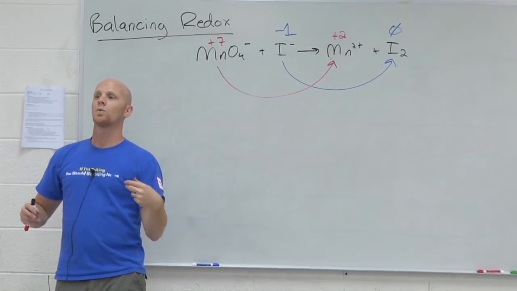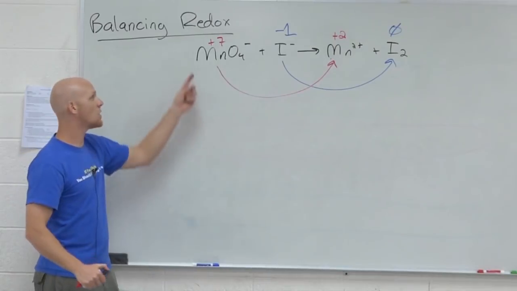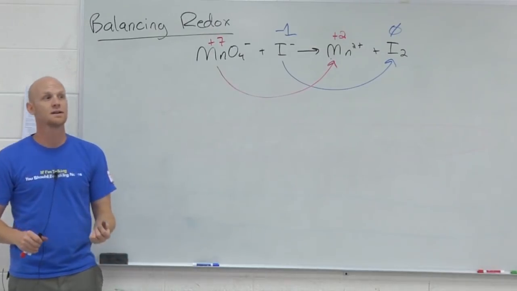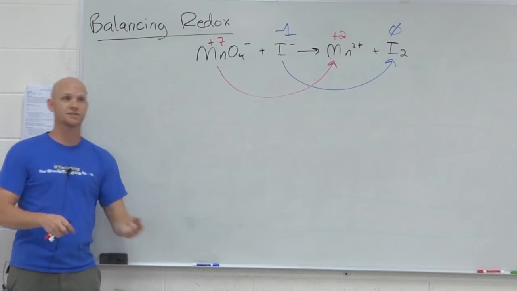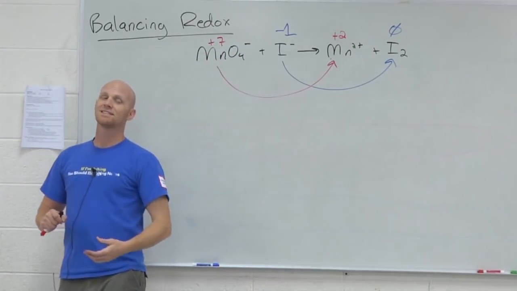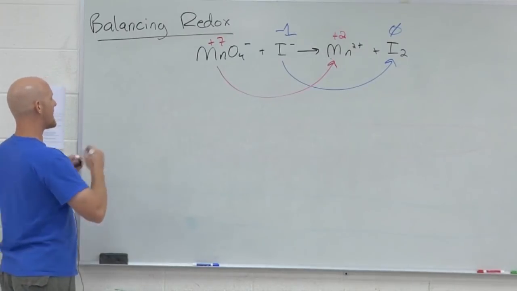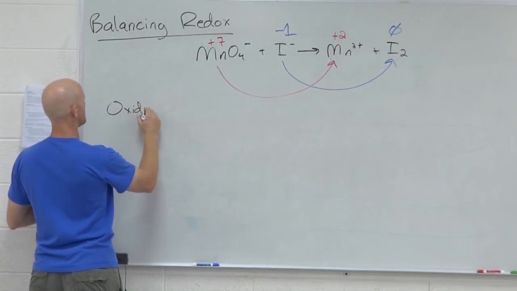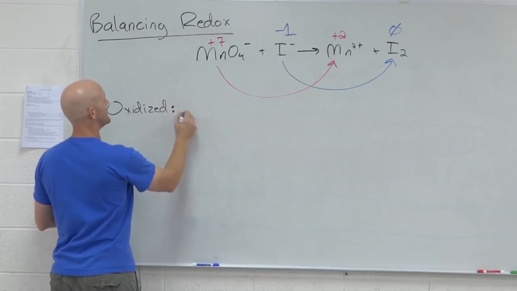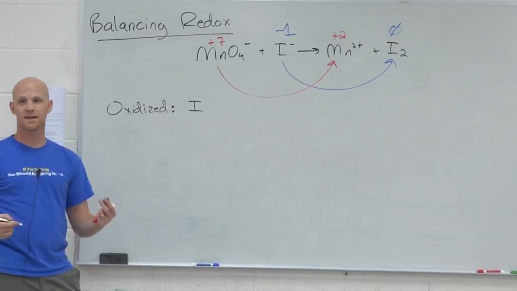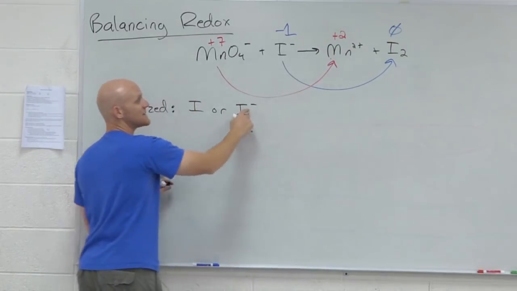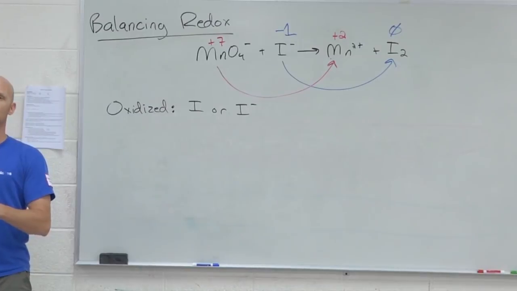Now here's the deal. When they ask for the species that gets oxidized or reduced, it's always a reactant, never the products. It's always the reactants that get oxidized or get reduced. If they ask who's the reducing agent or the oxidizing agent, same thing. It's always reactants, never products. Now here's the last part of this. If I ask who gets oxidized, you could state this two ways. You could say I is the element that gets oxidized, or you could specifically say the exact chemical species is actually I-. Either one of those is an acceptable answer.